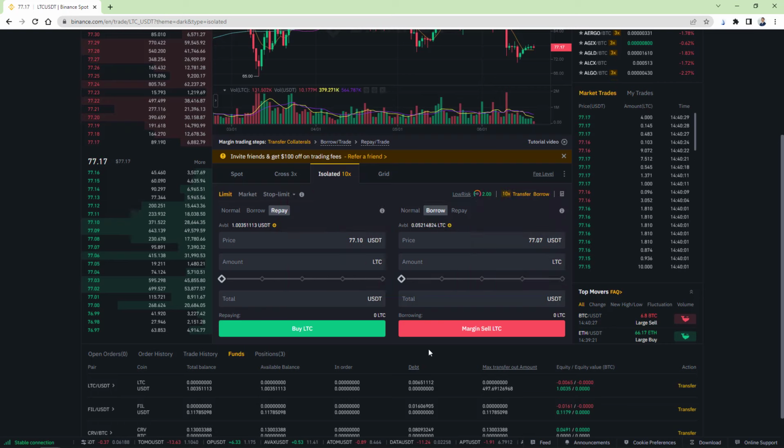Okay, so this is the way to go about short selling assets, particularly useful risk management strategy, but also for traders who are looking to profit from a downtrend.